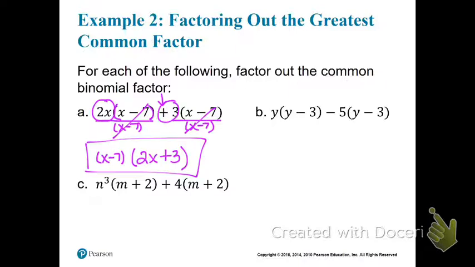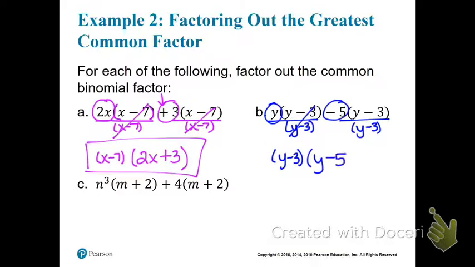On B, again, we've got two terms, and we notice both of them have a y minus 3 in parentheses. So we're going to greatest common factor that out. So I'm ready to divide it out. So open a parenthesis so we can. We see we have this y outside the parenthesis, so keep it, and the y minus 3 will cancel. We have a negative 5 outside the parentheses, so keep it, and this y minus 3 will cancel. Close your parentheses. Check to make sure you can't factor anything else out, which we can't, so we're factored completely.